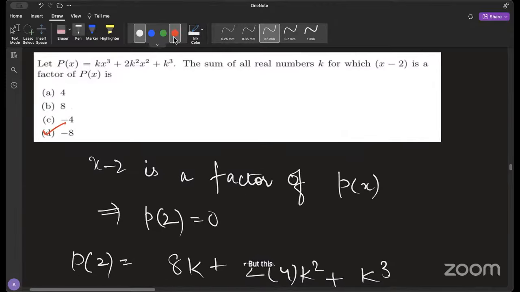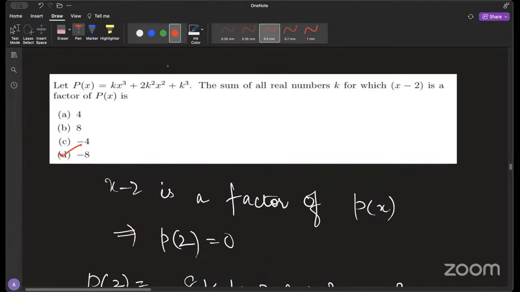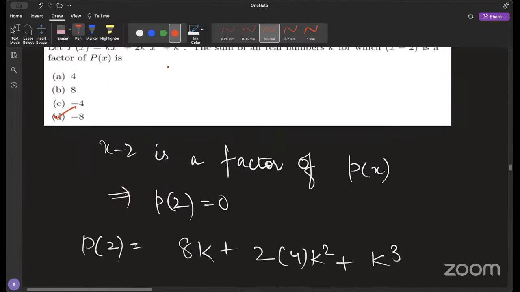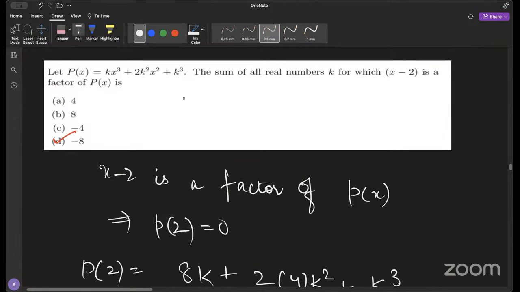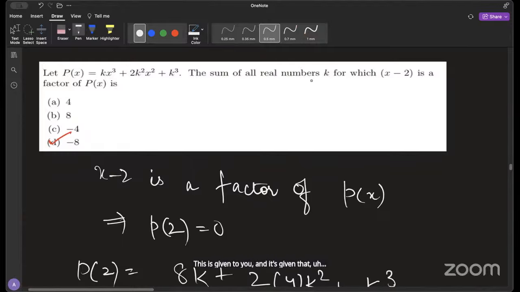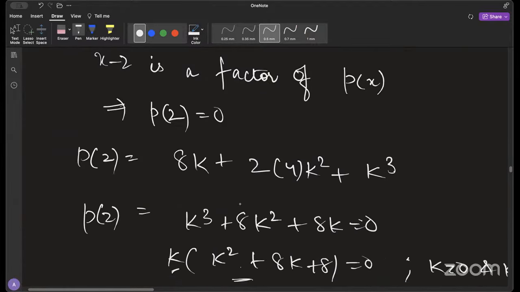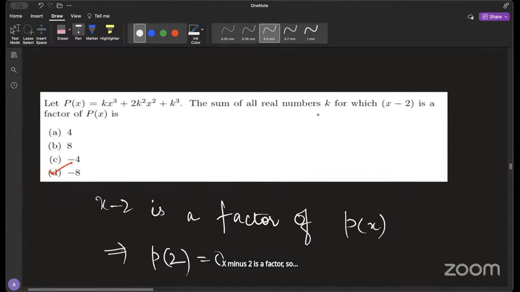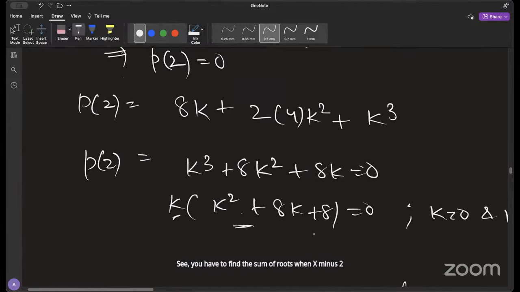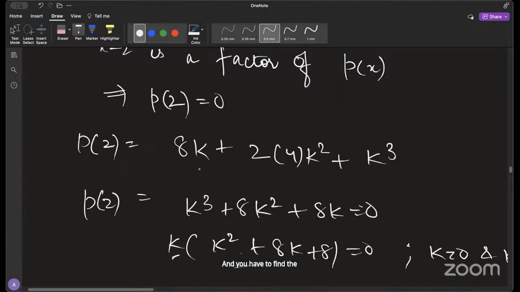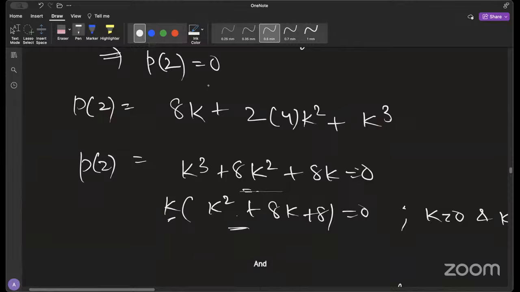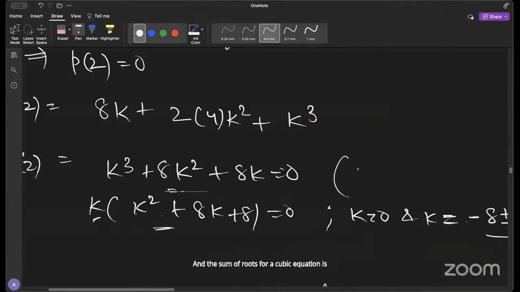But the sum of roots, if you use the sum of roots thing, this is given to you and it's given that x minus 2 is a factor. So you have to find the sum of roots when x minus 2 is a factor. For this, you have to see this, and you have to find the sum of every root of this. So this is what you have to consider. And the sum of roots for a cubic equation, you can also use that.